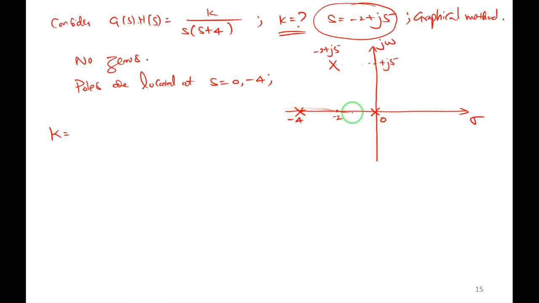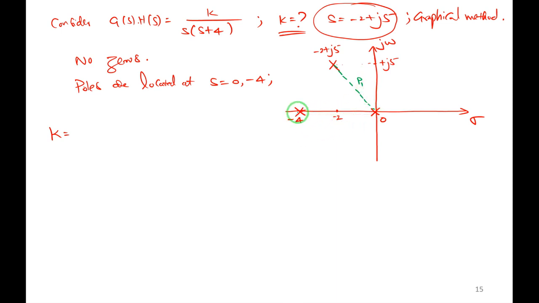Product of phasor lengths drawn from open loop poles, numerator, right? So this is one pole here, located at 0. So from this, let me change the ink color. So from this, I will draw this phasor length corresponding to this point. This is one of the poles. From this pole, I am drawing this to the given point, minus 2. So let this distance be called P1.